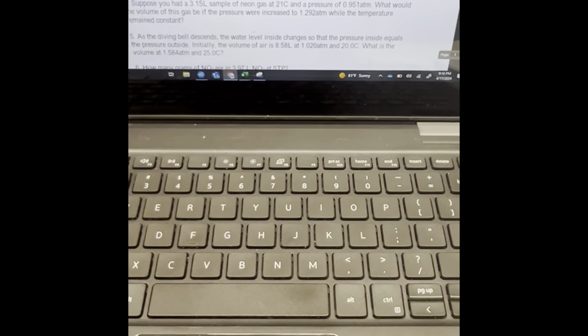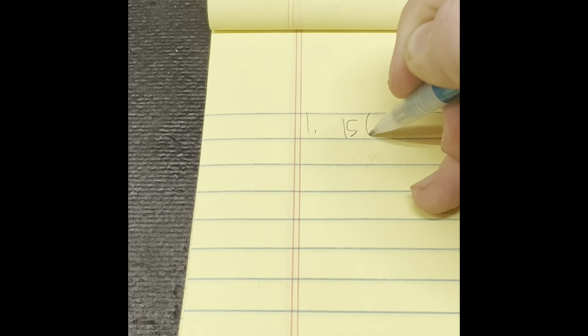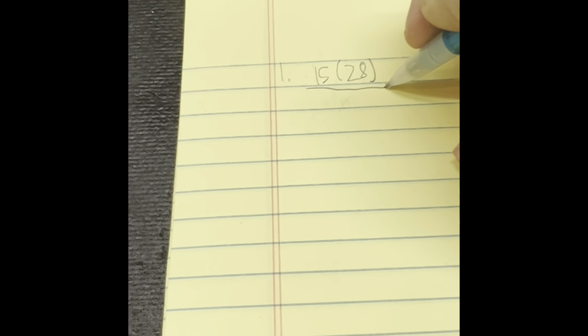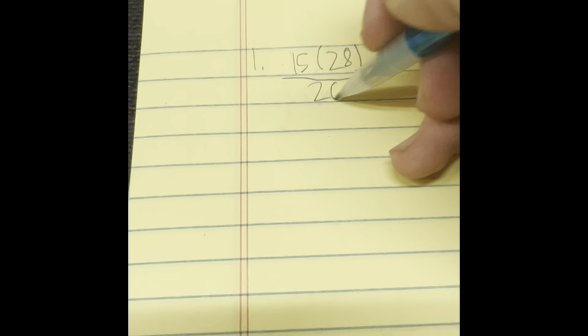So I'm going to start with number 1. That's the question there. Looks like I'm going to be using the combined gas law because it has pressure, volume, and temperature. So it's going to be 15 times volume is 28 liters at a temperature of 205 kelvins.